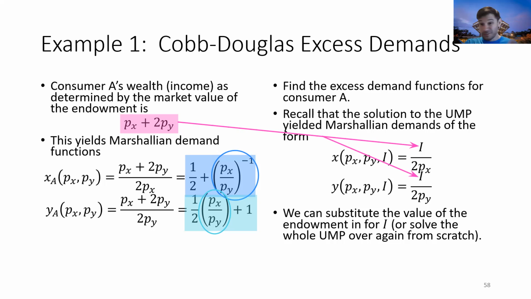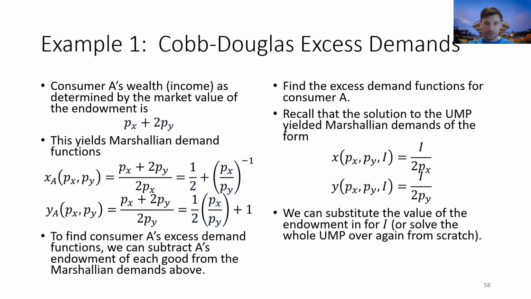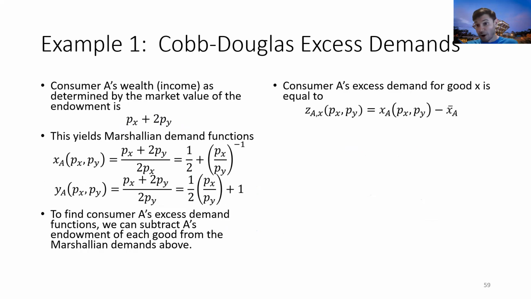Yeah, that's right. We're going to just subtract out the endowments of those goods. Okay, so let me clear my annotations here. So all we're going to do is take X_A and subtract X bar A in order to get the excess demand for good X for individual A.